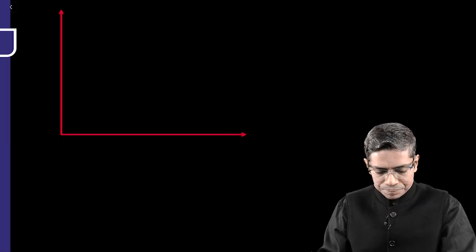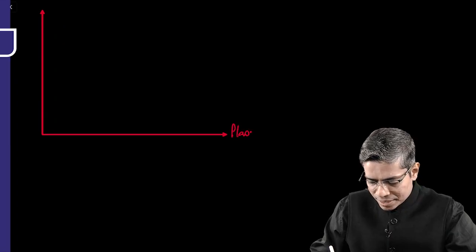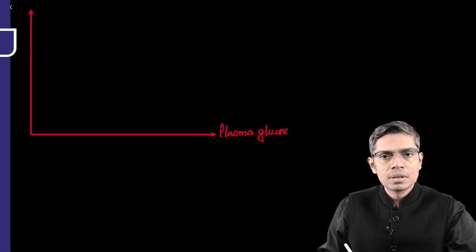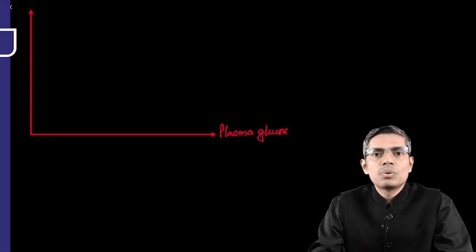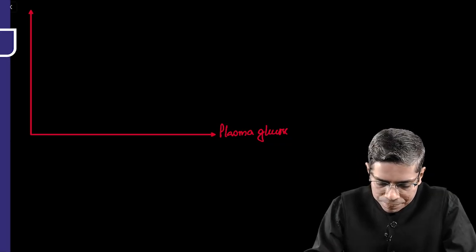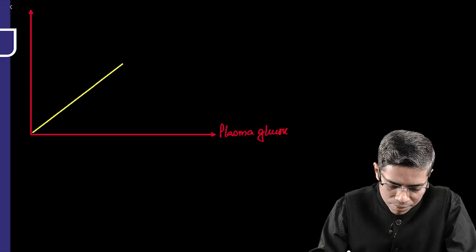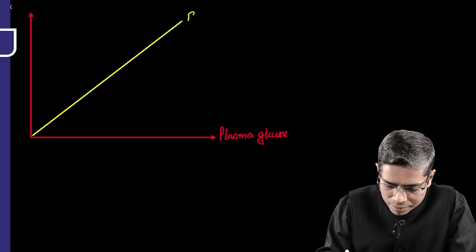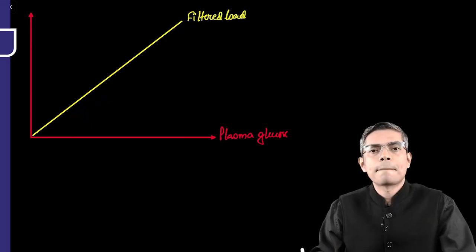So you have to understand that. Your x-axis is plasma glucose concentration. So whenever plasma glucose is increasing, what will happen to the filtration load of glucose? Obviously it increases. So I am drawing the filtration load. The more the plasma glucose, the more will be the filtration load of glucose. So this yellow curve indicates the filtered load or tubular load.